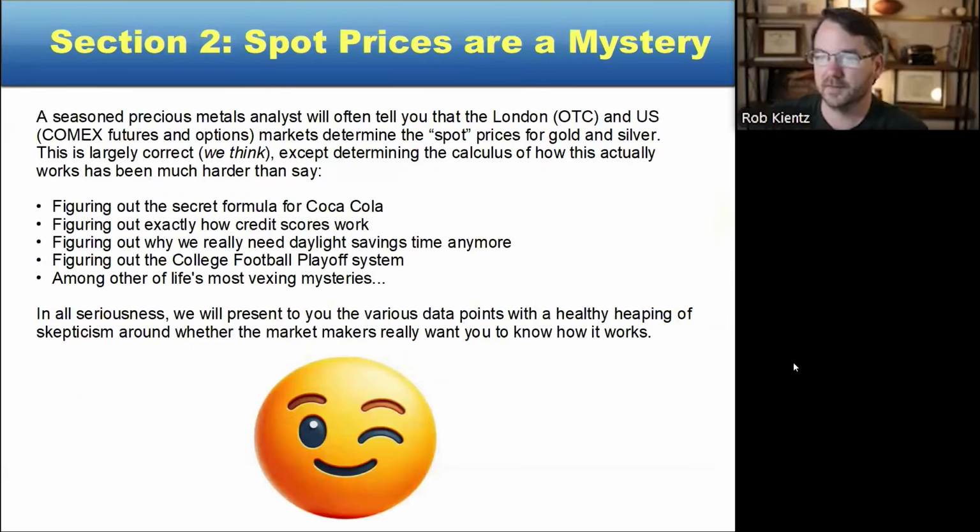And I've got an academic study for you. If you were to go and ask an analyst, a seasoned precious metals analyst will often tell you that the London OTC market, over the counter, and the US COMEX futures and options market are the two main Western markets, London being the oldest, and they determine the quote unquote spot prices for gold and silver. This is largely correct, we think, except that determining the calculus of how this actually works has been much harder than some other things, like finding out the secret formula for Coca-Cola, figuring out exactly how credit scores work, figuring out why we really need daylight savings time anymore, figuring out the college football playoff system.